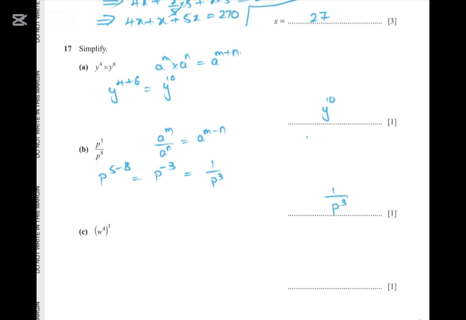Question C. W raised to 4 whole raised to 3. So a raised to m whole raised to n law, if you take w raised to 4 whole raised to 3, this will be a raised to m into n. W raised to 4 into 3 will be w raised to 12. This is the answer.